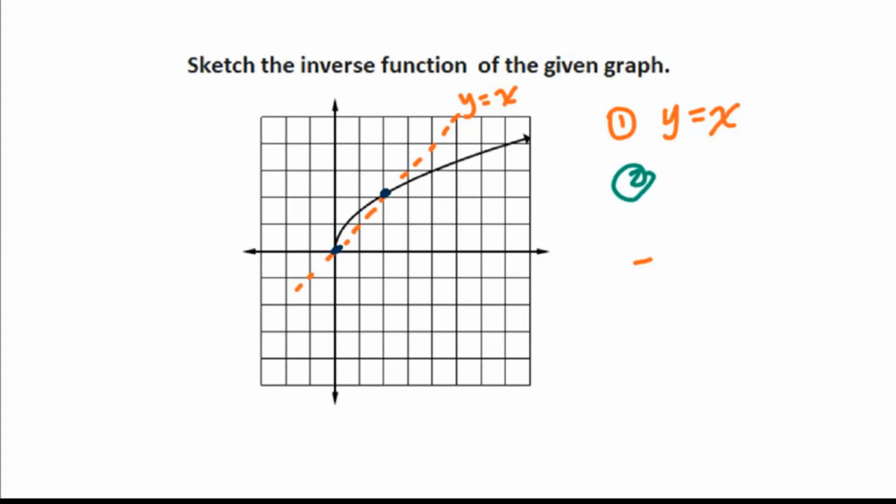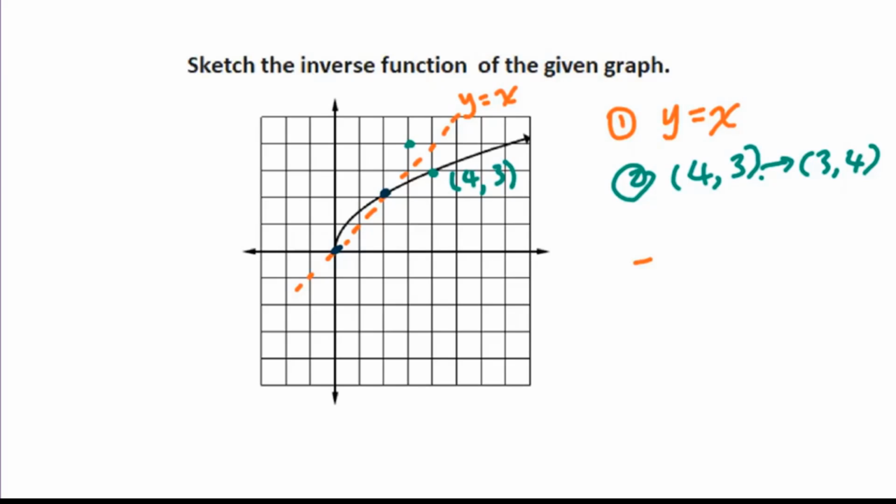Second, try to find integer coordinates so we can switch, like this point, which is (4, 3). We switch it into (3, 4) now. Find the (3, 4). It's here.